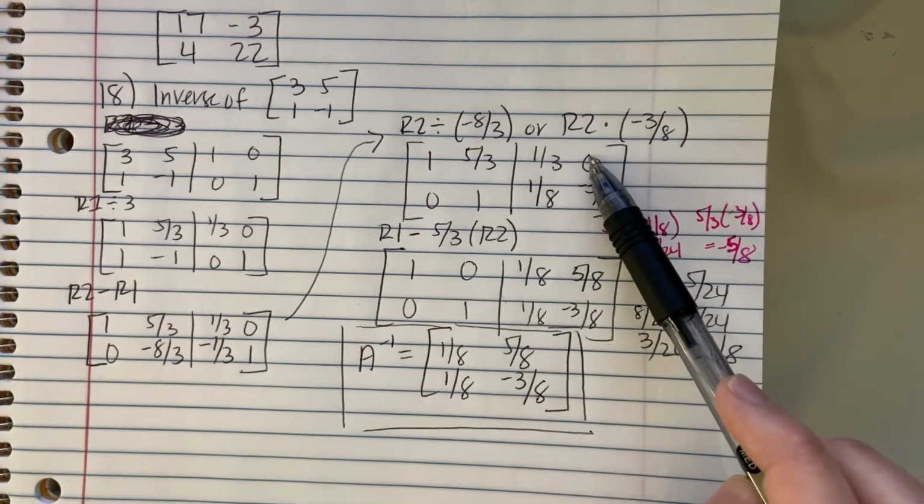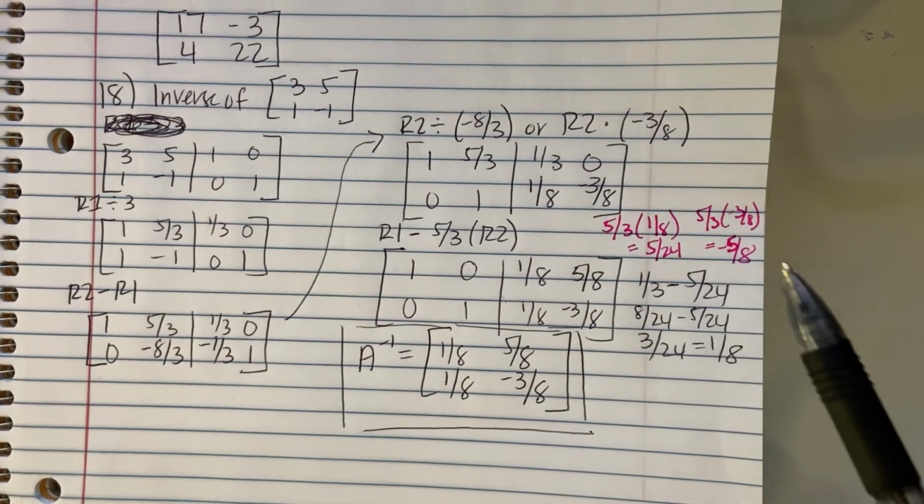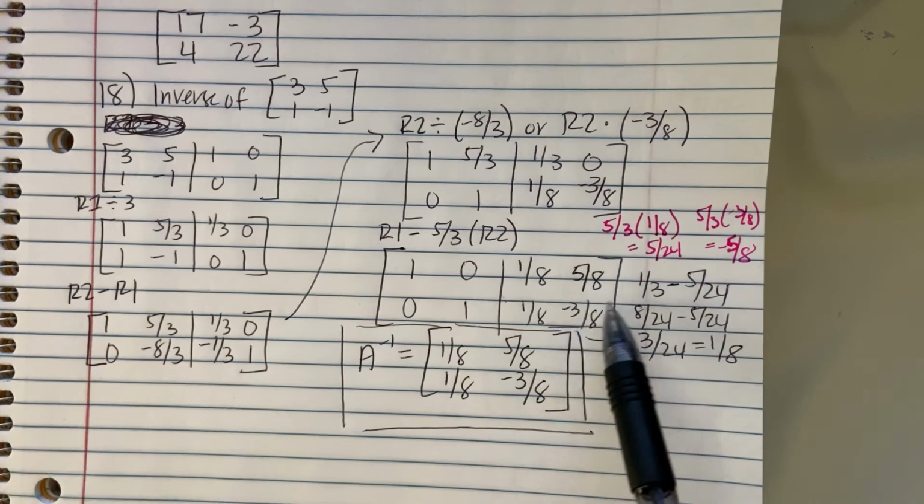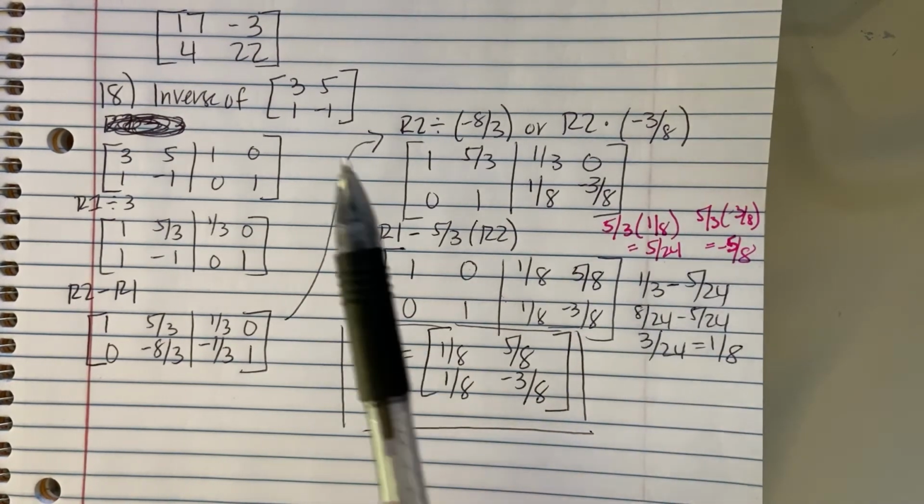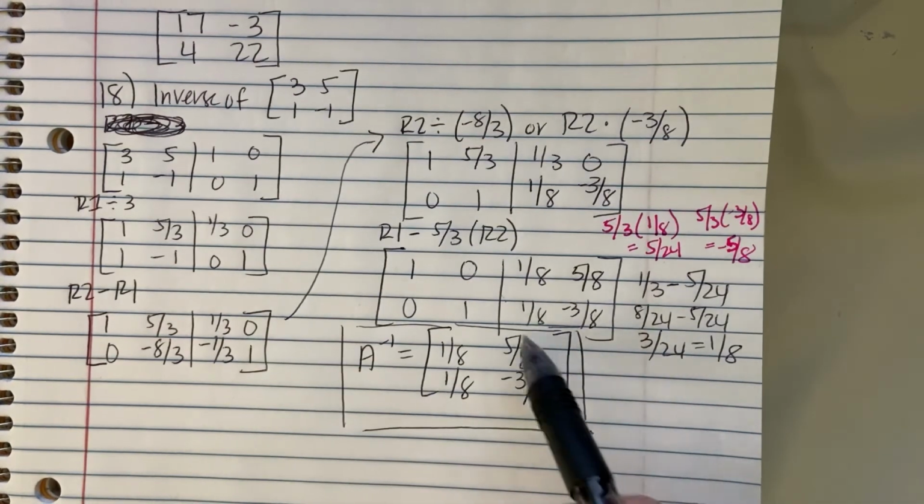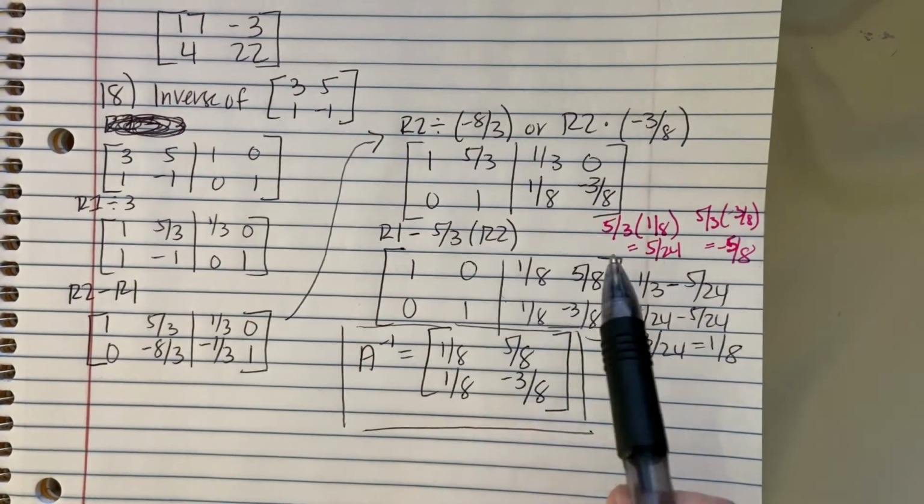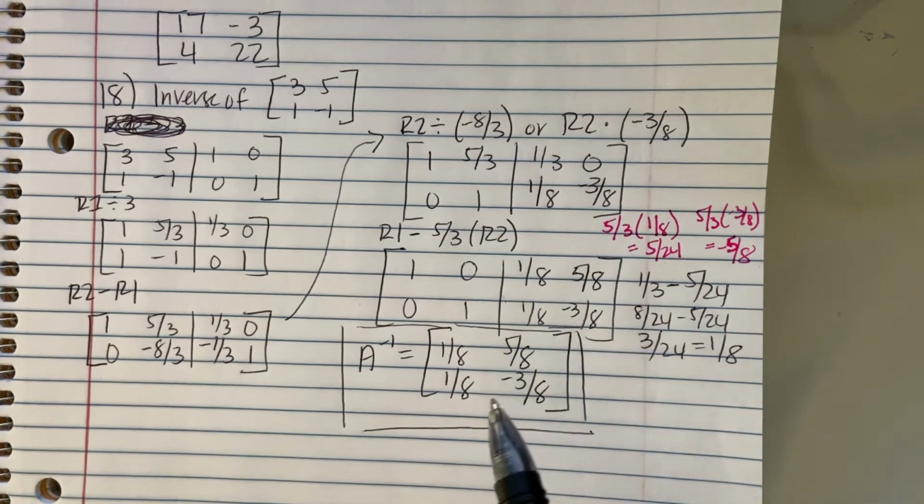The second one is just 0 minus negative 5/8. 0 minus a negative is really 0 plus 5/8, so it's just 5/8. So the inverse matrix of 3, 5, 1, negative 1, it's what's left over here on the right side when the left side gets to the identity, which is 1/8, 5/8, 1/8, negative 3/8.